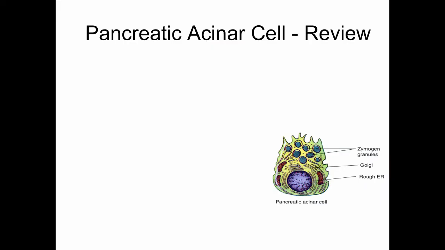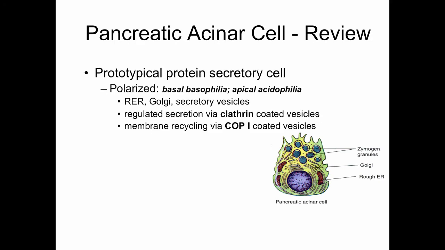Brief review of the pancreatic acinar cell. It's the prototypical protein secretory cell. It's polarized for secretion, so there's basal basophilia with apical acidophilia. There's an extensive rough ER, there's Golgi, there's secretory vesicles, regulated secretion by clathrin-coated vesicles, and membrane will be recycled because of COPI-coated vesicles.